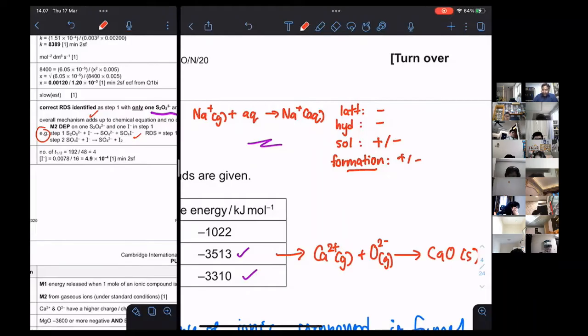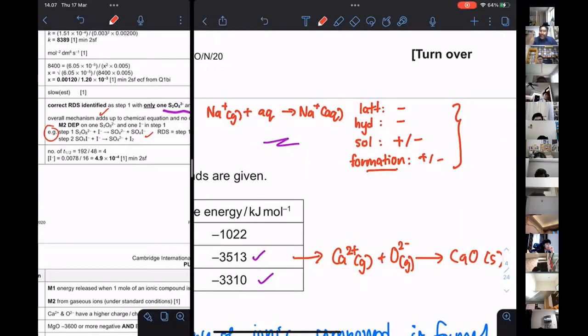But other than these 4, you also need to know: ionization energy is endothermic, they will always go up. Atomization is always endothermic, they will go up. Your first electron affinity, will it always go up or down, Frederick? First electron affinity. No.